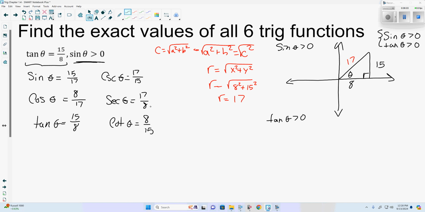And really, this is about as complicated as it gets. We take the given information, set up our triangle, and go from there. Questions on this here?